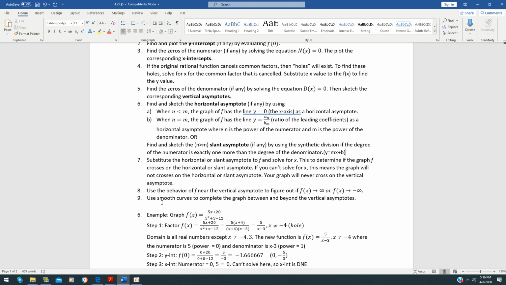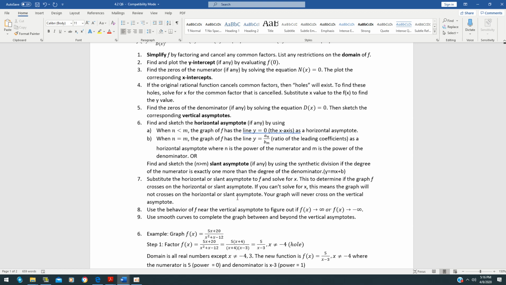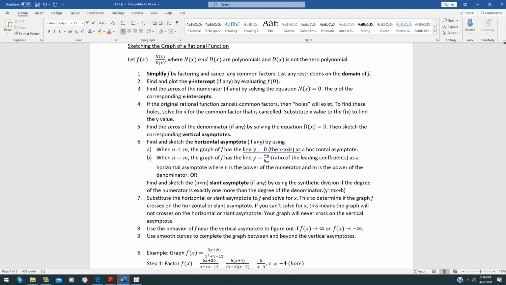And finally, make sure that you graph it. When you graph it, you have to graph everything: your x-intercept, y-intercept, your hole if you have any, and the vertical, horizontal, or slant asymptotes. Then you have to figure out your behavior and whether the graph crosses your horizontal or slant asymptotes. And when you draw the graph, make sure that it is a smooth curve. That means you cannot draw a graph that is zigzaggy or W-shaped like this. So make sure the graph is smooth. And this is how the 9 steps of graphing a rational function go.